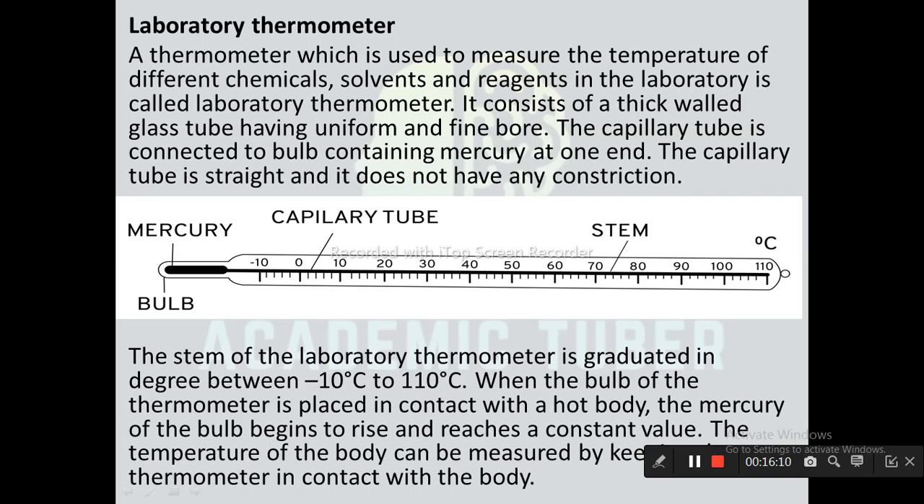When the bulb of the thermometer is placed in contact with a hot body, the mercury of the bulb begins to rise and reaches a constant value. The temperature of body can be measured by keeping the thermometer in contact with the body.